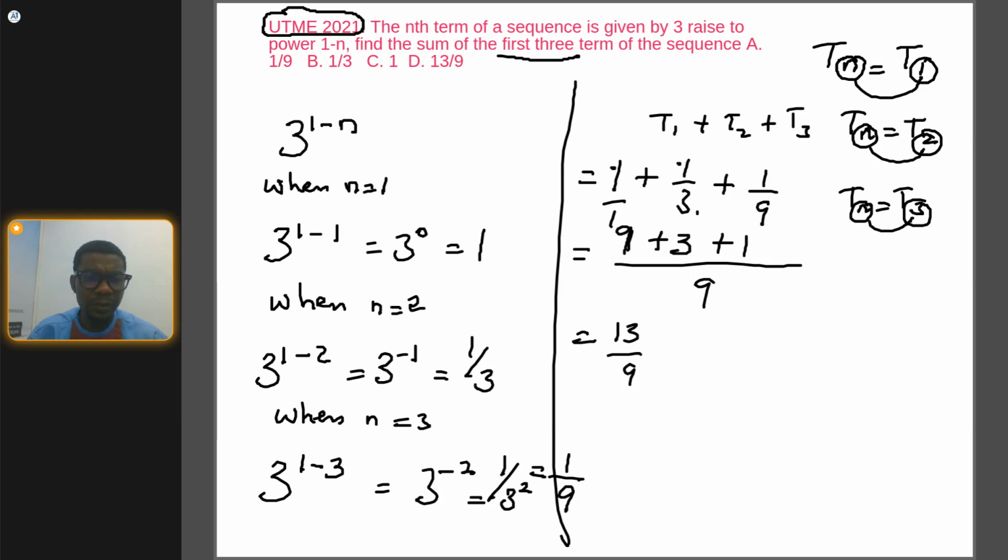13 over 9 is going to be the answer. Now let's check the options. Option A says 1 over 9. Option B says 1 over 3. Option C says 1, while option D says 13 over 9. So the answer we are going to be selecting as the correct one is 13 over 9, which is option D. So that will be the correct answer.